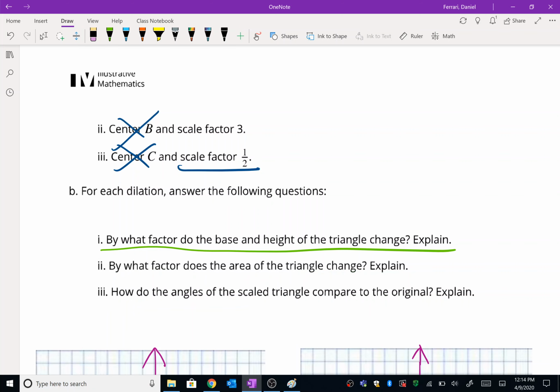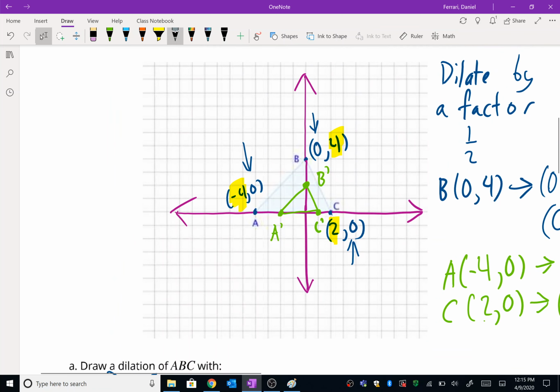Okay, so our first question here: by what factor do the base and height of the triangle change? The base is going to be this bottom part of the triangle. The measurement of AC, I count 1, 2, 3, 4, 5, 6. So AC, the original base, is 6 units long. My new measurement, A prime to C prime, is 1, 2, 3. So A prime to C prime, the new base, is 3.